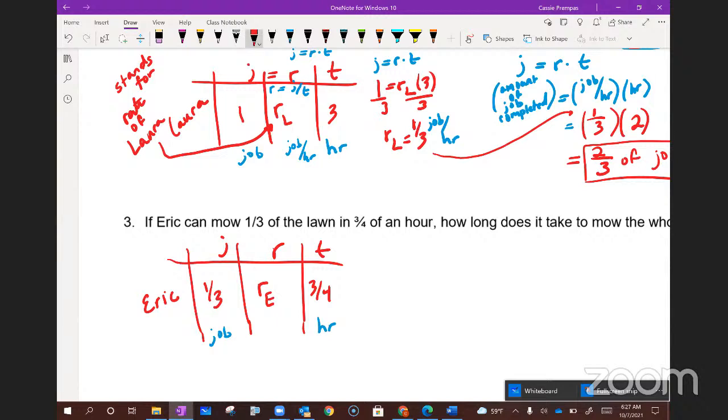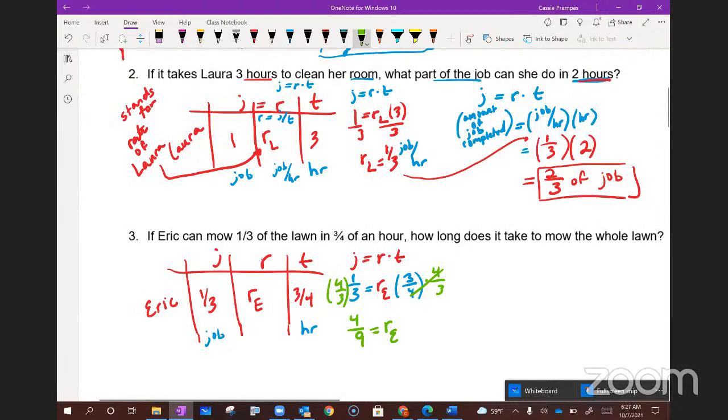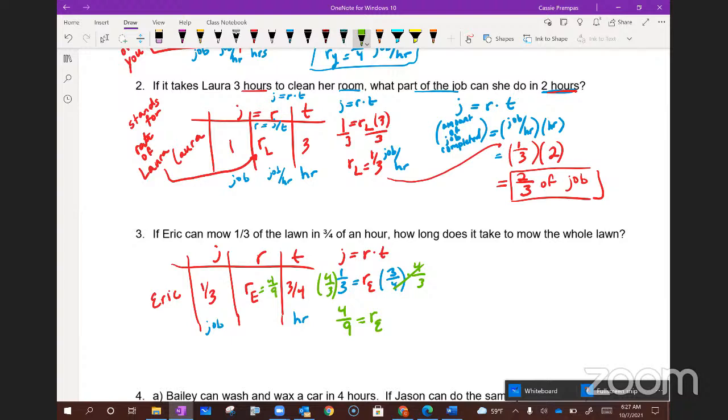And we know that to find the rate, the job is equal to rate times time. So Eric can do 1/3 of the job, and that's going to equal Eric's rate times his time, which is 3/4. And now I want to solve for the rate of Eric. So you guys know to solve here, we need to multiply by the reciprocal. And that tells me that Eric's rate is equal to 4/9. Okay, now I know Eric's rate. It's 4/9 job per hour. Jobs per hour.